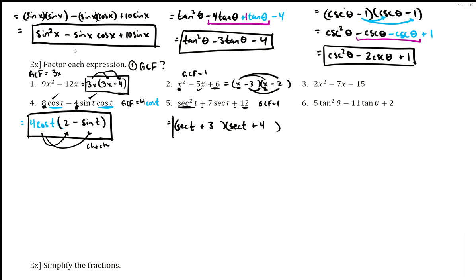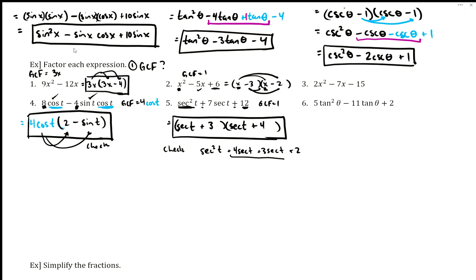Okay, there is my guess. And then we'll check it. Okay, so our check, secant of t times secant of t is secant squared of t. Secant of t times 4 is 4 secant of t. 3 times secant of t is 3 secant of t. And then 3 times 4 is 12. Notice these two add up to be 7. So all 3 of my terms are there. Okay, so it matches. There goes 12. Okay, so we have an exact match.